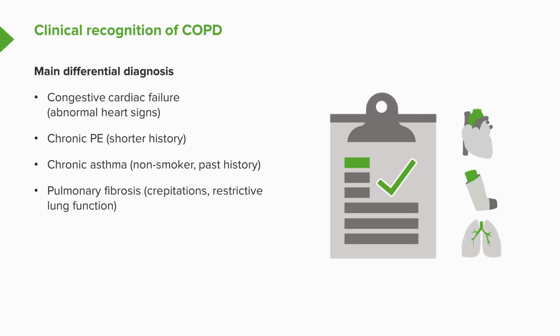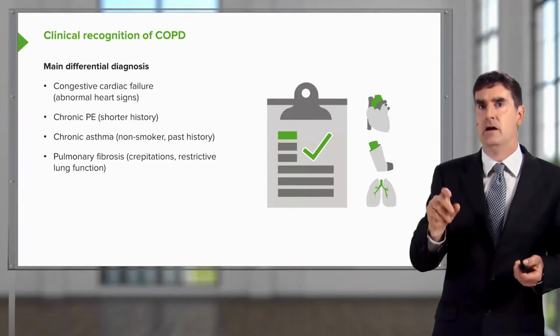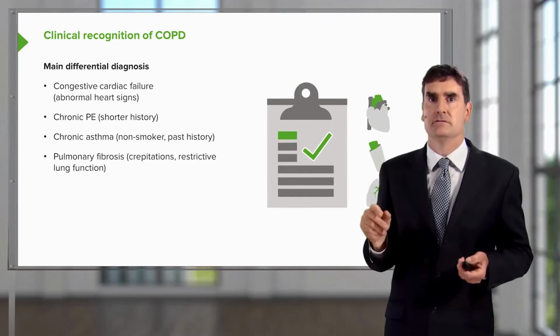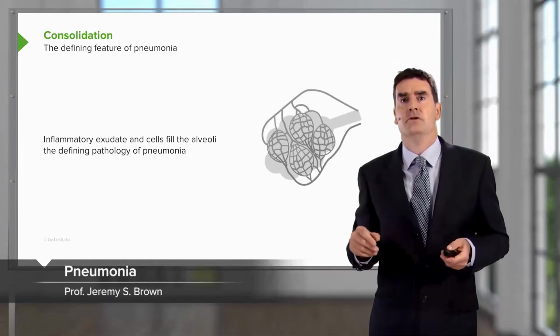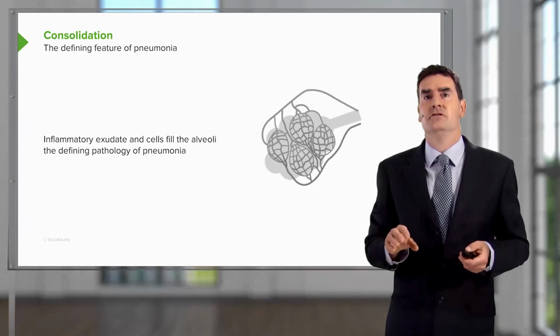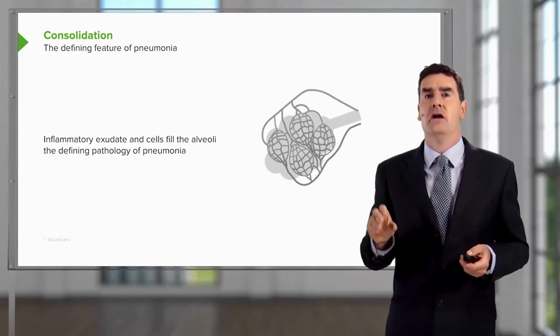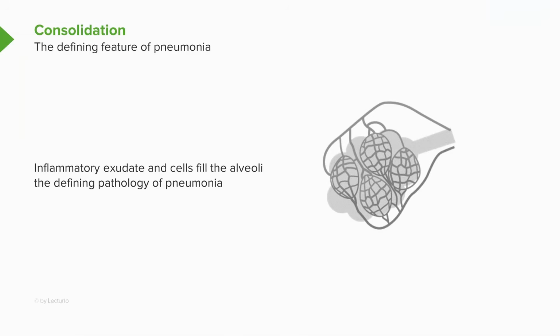It's a restrictive lung function with an increased FEV1 to FVC ratio, and usually a fall in transfer factor as well. So, moving on to discuss pneumonia. The hallmark, the defining situation with pneumonia is that you have infection of the alveoli, and that causes consolidation. So that is where the air that's in the alveoli has been replaced by an inflammatory exudate, bacteria, white blood cells, and red cells, replacing the air.